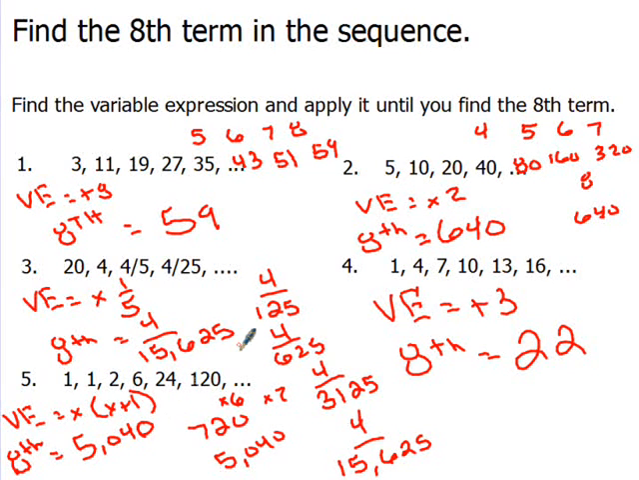Alright, so that was arithmetic and geometric sequences. So remember, it's just a pattern. Arithmetic, you're always adding, and geometric, you are always multiplying by something.